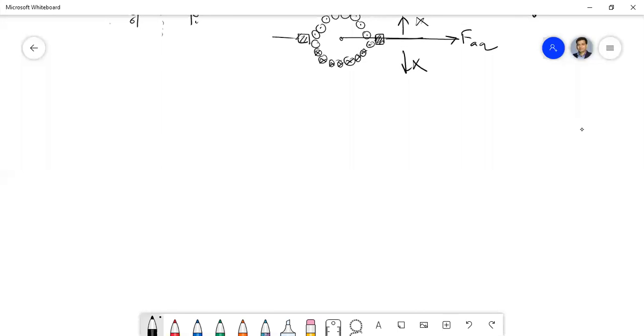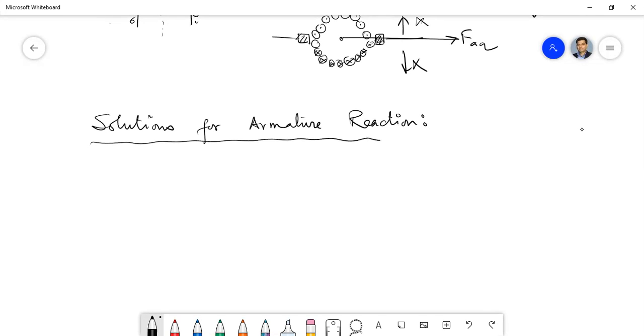Then what are the solutions for armature reaction? Solutions of armature reaction. The first one is increase in length of the air gap at pole tips.